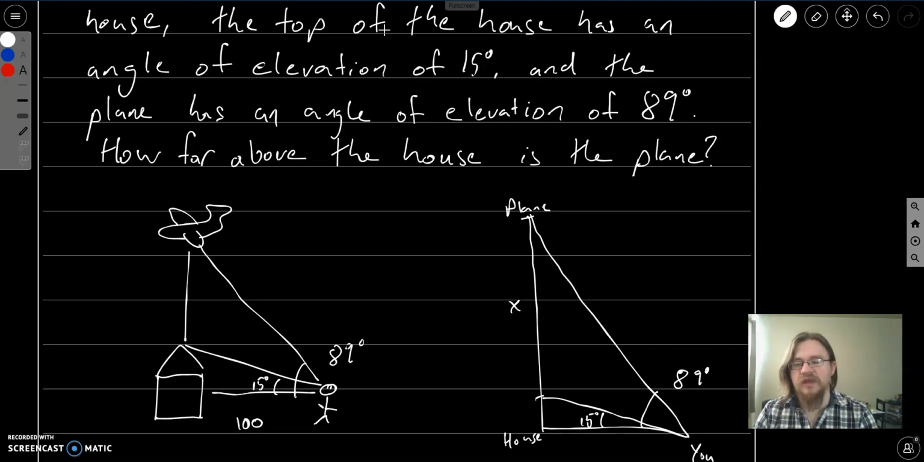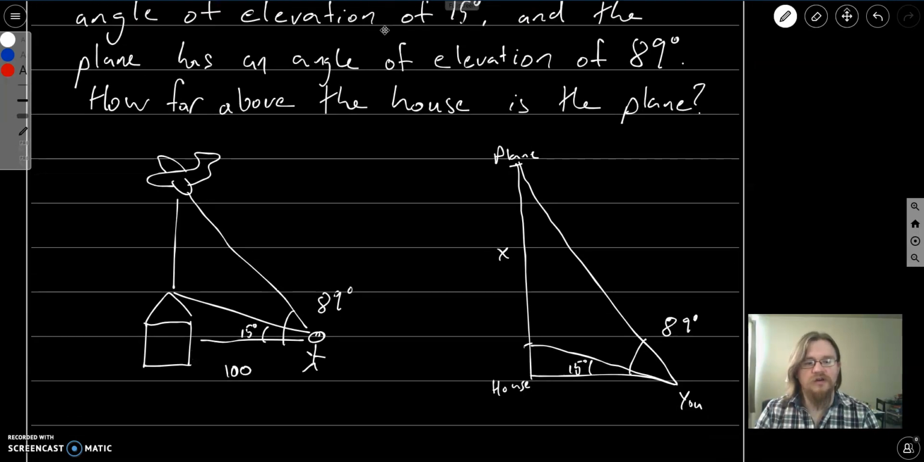And if we look up at the plane, this is going to be an 89-degree angle as we're looking up above the horizon. So over here, I drew a more exact drawing. We have this triangle with a small triangle down here. The small triangle is going to be, okay, so we've got the top of the house and our eyes form a 15-degree angle with the ground.